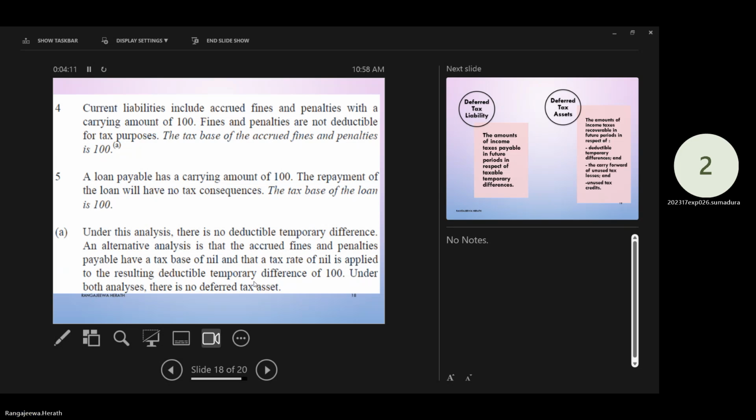Tax law එකට. Here you say the tax base of this accrued fines and penalties is 0. මොකද අපි debit කරන්න එකක් නැති නිසා credit කරන්න එකක්. Now you have a difference of 100, but multiplied by the 0 rate because it is not tax deductible. So then again, no deferred tax asset, no deferred tax liability.